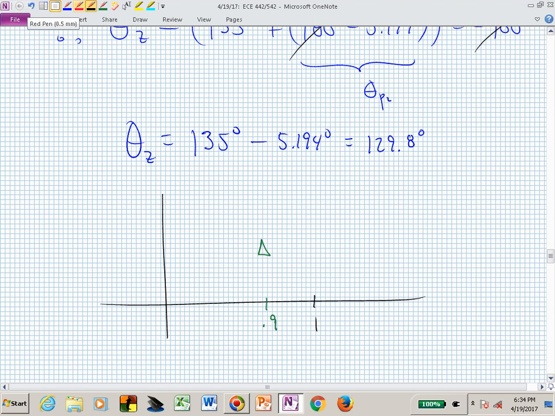So if I was right under the triangle at 0.9, my angle would be 90 degrees. If I move a little bit more to the right, my angle is getting larger, which is closer to 130 than if I move to the left. Is that clear? So my zero actually needs to be over here relative to that triangle, so that my angle here, this is my theta sub z, that's my 129.8 degrees.